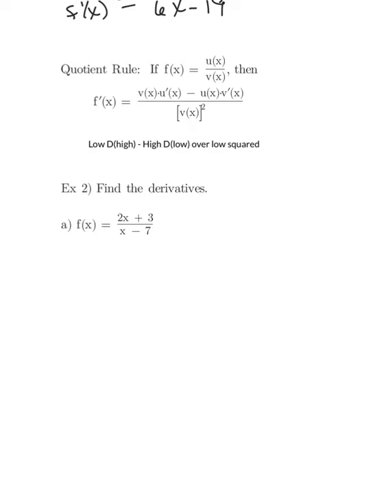For our first example, doing the quotient rule, our function is 2x plus 3 divided by x minus 7.